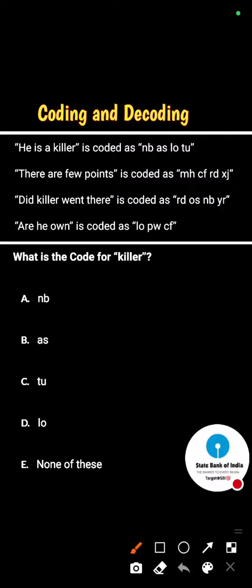Next one, killer. We see it in these two. Is there any other common? He is a... no. So the common code in these two is NB. So the answer will be NB, option A.